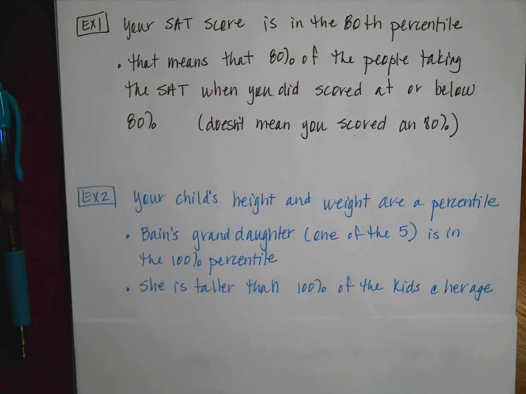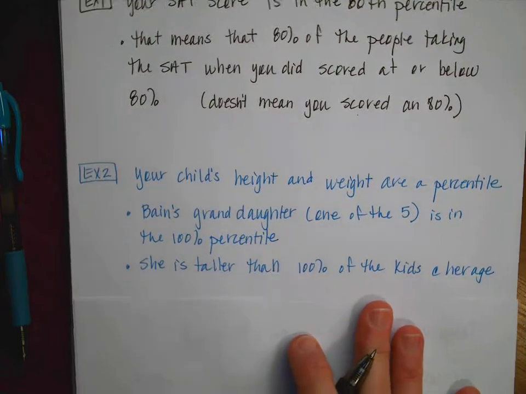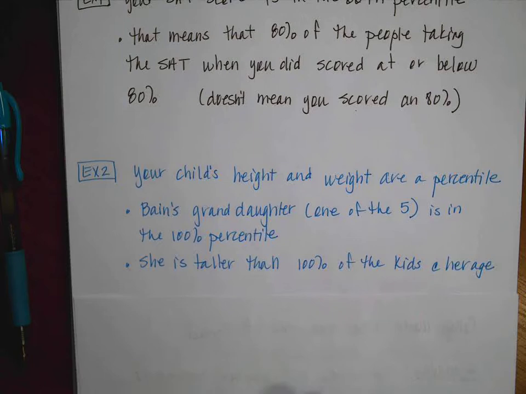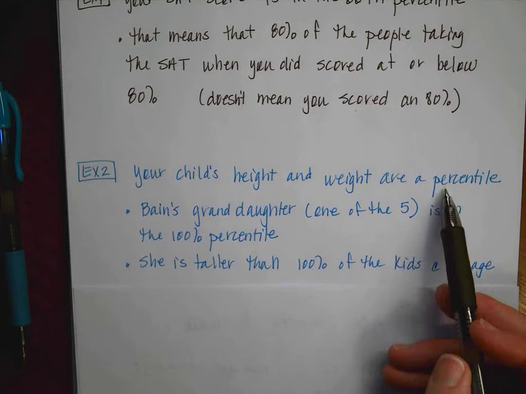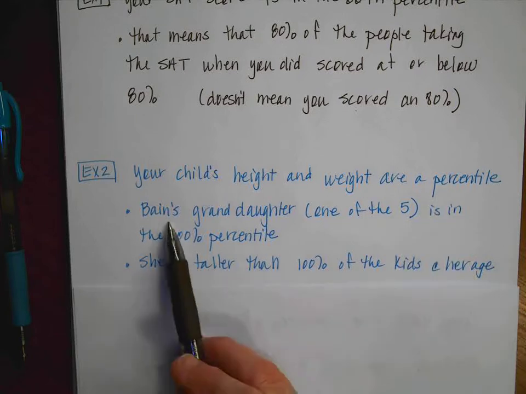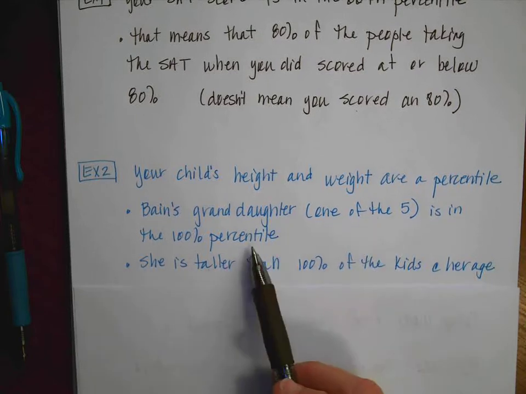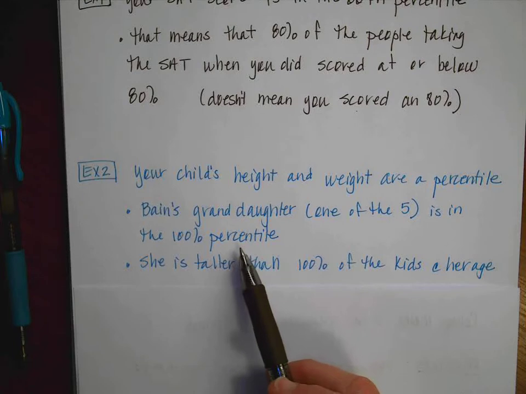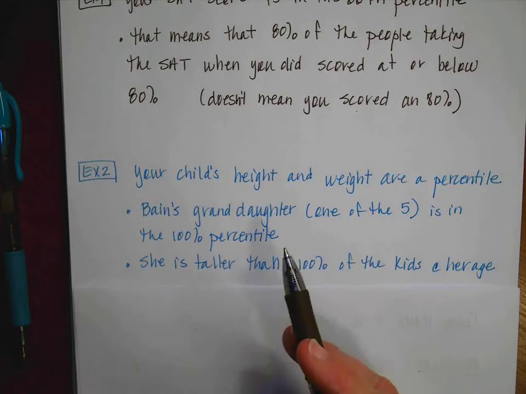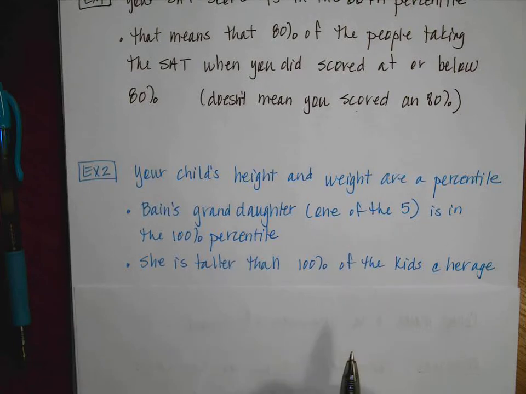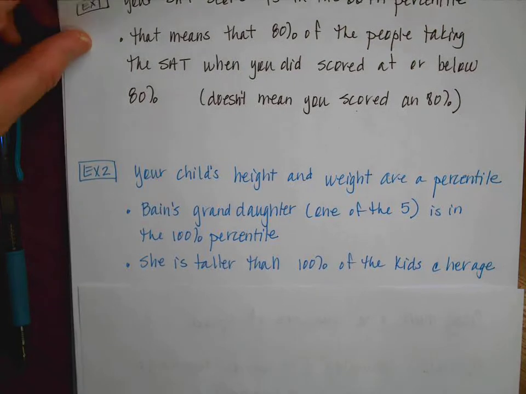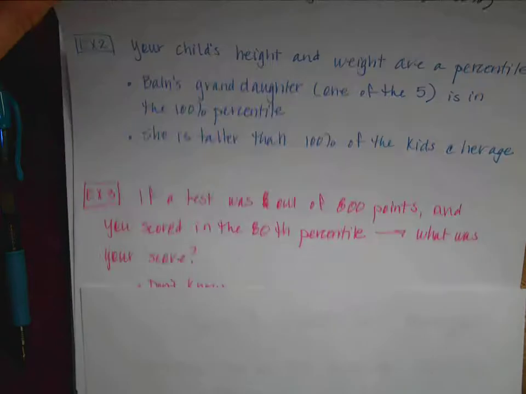Okay? Another example. When you are growing up, your parents take you to a pediatrician, and the pediatrician keeps track of your height and weight. And then they record those and use those as a percentile. So one of my granddaughters, I have 5, is in the 100th percentile. So that means that she is taller and weighs more than the 100% of the children that are her age. She's also projected to be 6'2" or 6'3", so there you go.